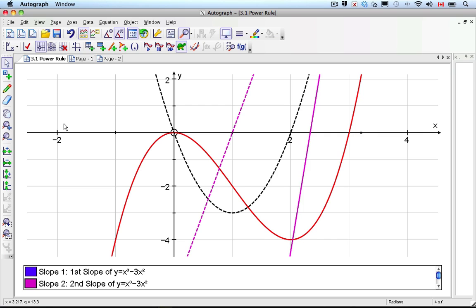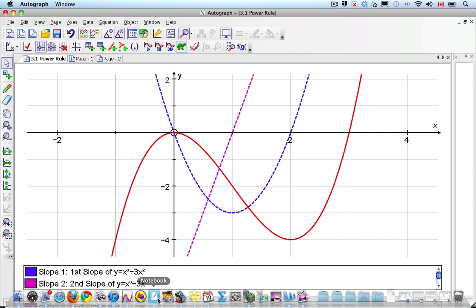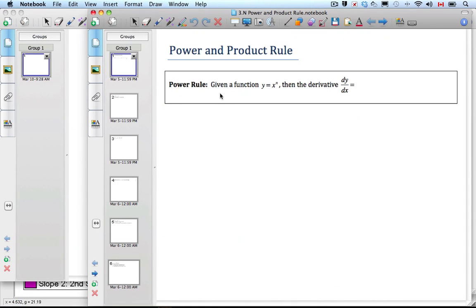So when the original function was x cubed, the red one was x cubed, blue was x squared, and then just plain old x. So what do you notice about the exponents? It seems like they're always going down by 1. Okay, so let's go back to our rule. All right, so it sounds like we're ready to talk about the power rule.